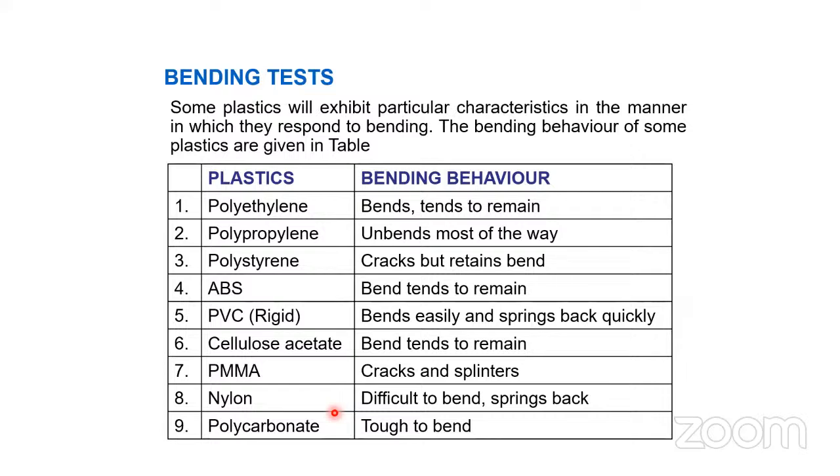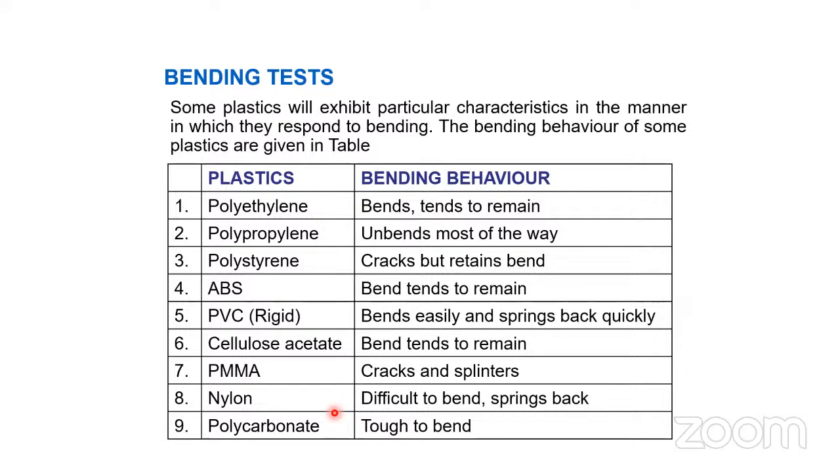Then if you take polystyrene and try to bend it, what will happen? As polystyrene is a brittle, hard type of material, it will start to crack, correct? Then if you have rigid PVC, it bends easily and springs back quickly. Then PMMA is again a hard material. It will crack after bending.